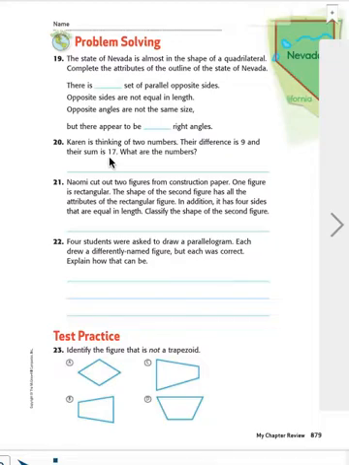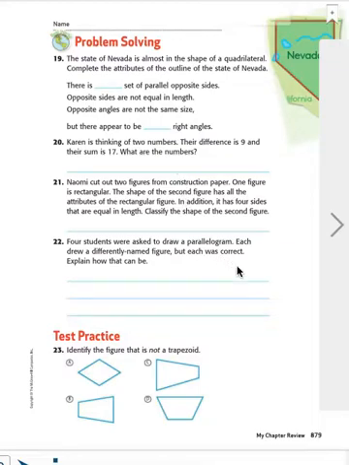13 minus 4, what's that? 13 minus 4. Take away 4 from 13. That does give me 9. So my sum of 4 plus 13 is 17. My difference of 13 minus 4 is 9. So the two numbers are 4 and 13.